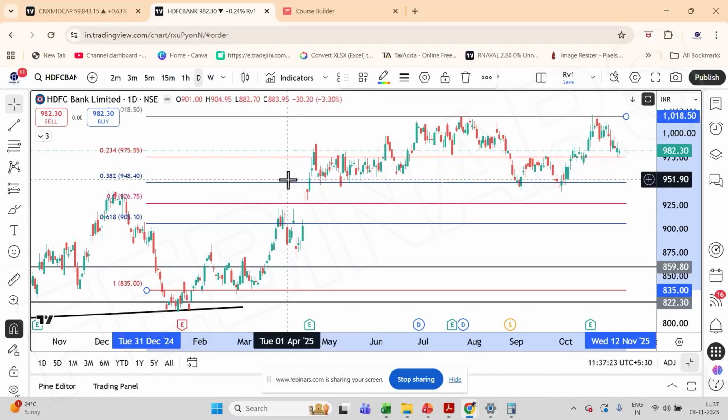Below that, we are near the demand zone. So that's what HDFC Bank is witnessing as of now. After a rally, consolidation is happening. The next leg of wave 3 rise could start with HDFC Bank.